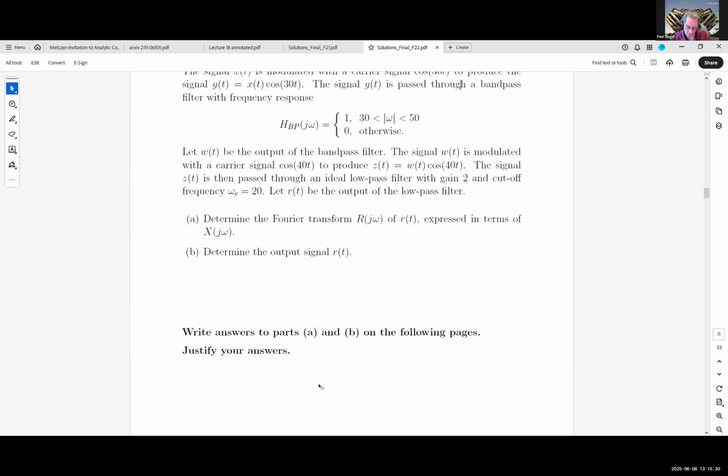So the setup, let me see if I can actually draw this on my laptop. It'll be easier to do it on there. Give me just a second.